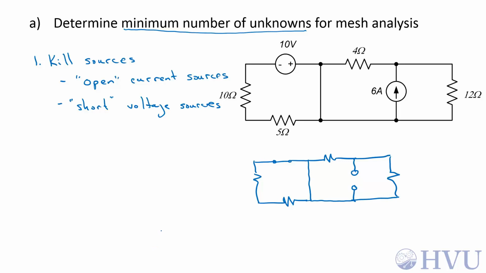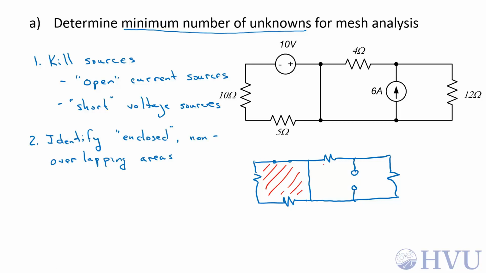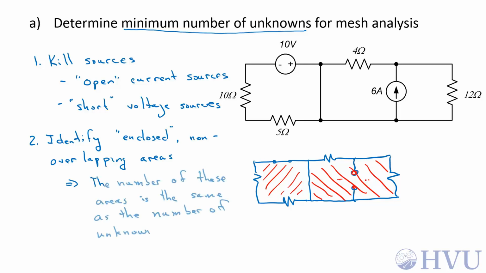Now I identify any enclosed non-overlapping areas in the resulting circuit. This area over here is enclosed, and this area here is an enclosed area. The current source here is now an open circuit, so that connects these two sides of the current source. So the number of unknowns is now the same as the number of those enclosed areas. So the number of unknowns in this circuit is 2 if I'm going to do mesh analysis.